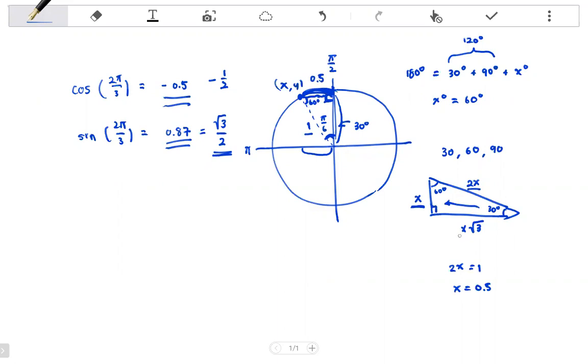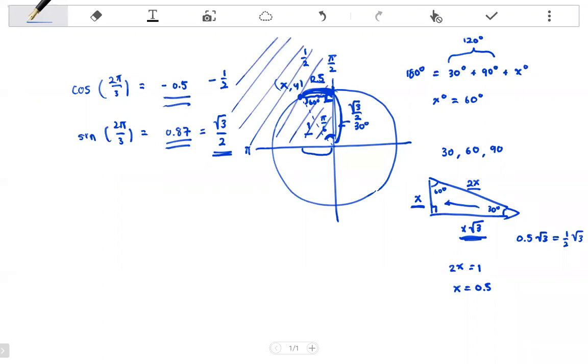So 0.5 is x. So we can easily solve for this, right? It's just 0.5 times square root of 3. Or in other words, it's half times square root of 3. So we found out what this distance is. That's square root of 3 over 2. And this is half. And now, since it's in the second quadrant, that means x has to be negative, right? It's on the left of the y-axis. So our point there is negative half and square root of 3 over 2. So cosine is going to be negative half, and sine is going to be square root of 3 over 2. Good job.